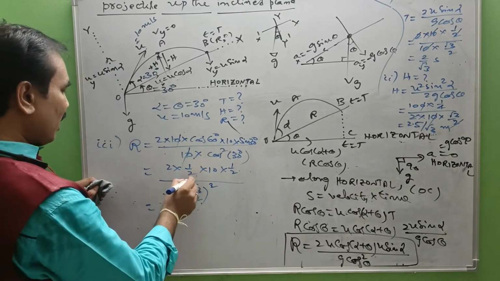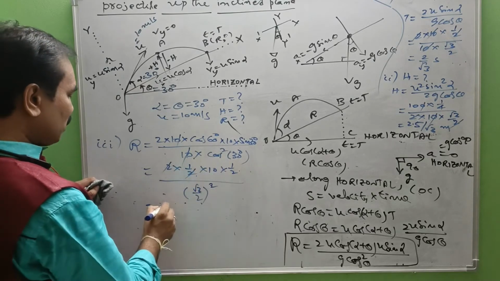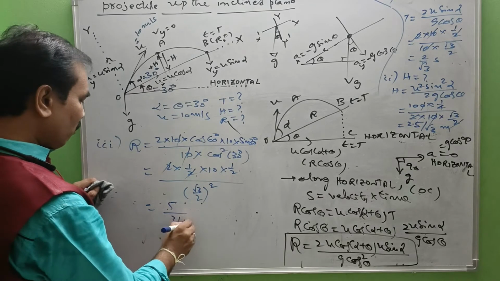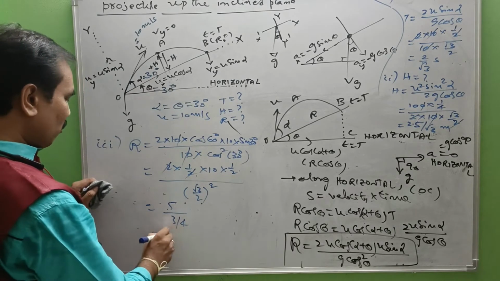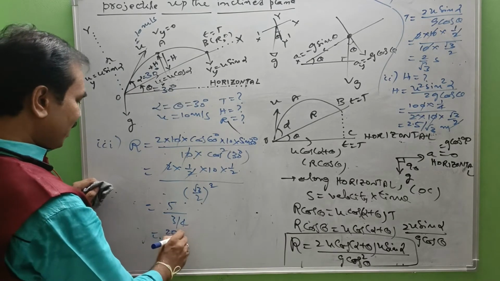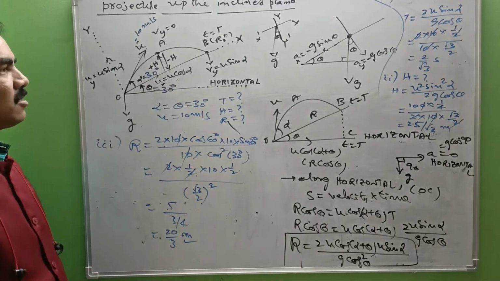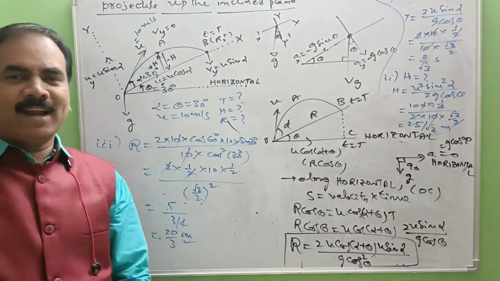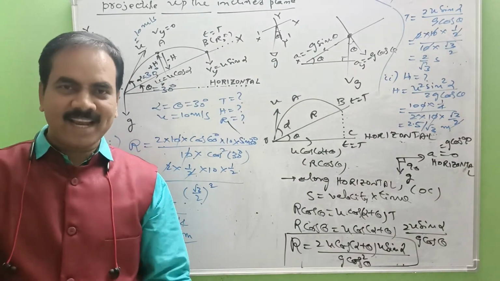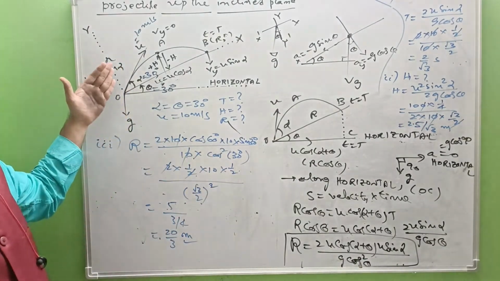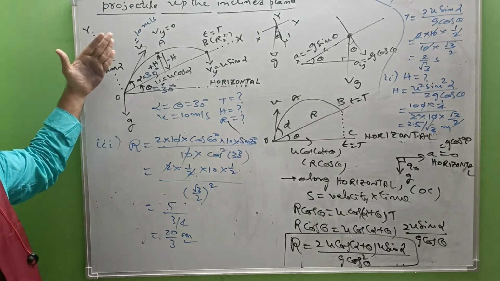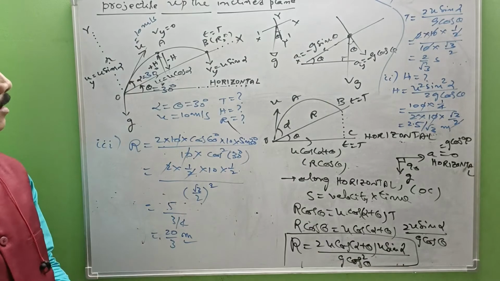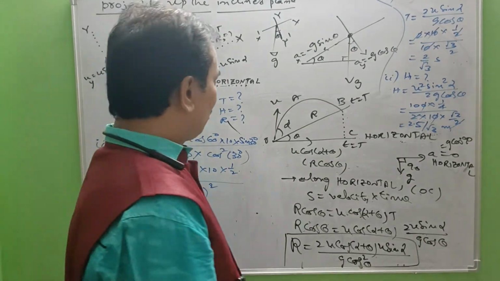The 2 cancels here. 10 by 2 means 5, by root 3 by 2 whole square, which means 3 by 4. That is 4 fives are 20 by 3 meters. Okay. So that's how one can find time of flight, maximum height and range in case of a body projected up the inclined plane. Right? Okay. Now one more question.